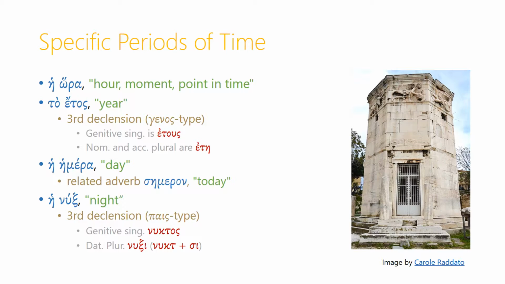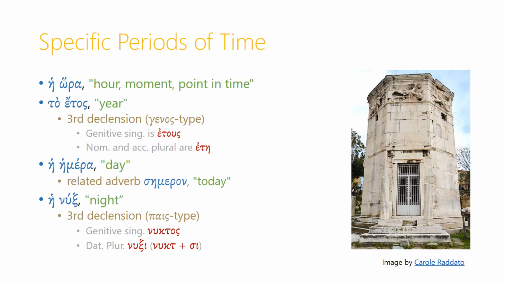Specific periods of time begin with hē hōra, the feminine noun meaning hour, but also metaphorically a moment or a point in time. The hour was the smallest unit of time that most people were aware of in their daily lives in the ancient world. They didn't have clocks or watches that would keep more accurate time than that. And so an hour was the natural unit to use to talk metaphorically of any particular point in time.